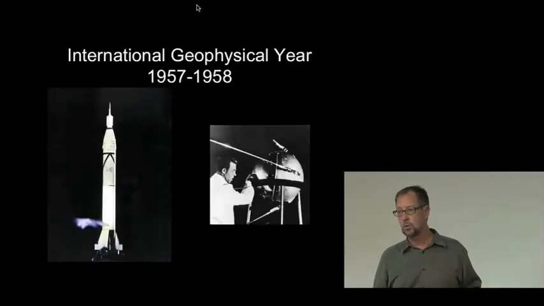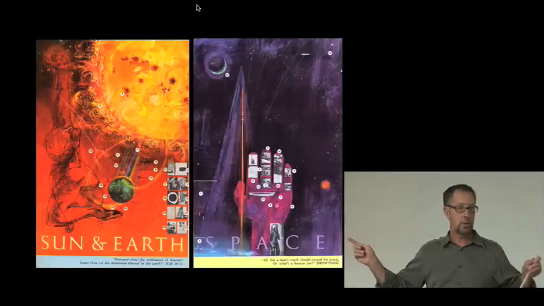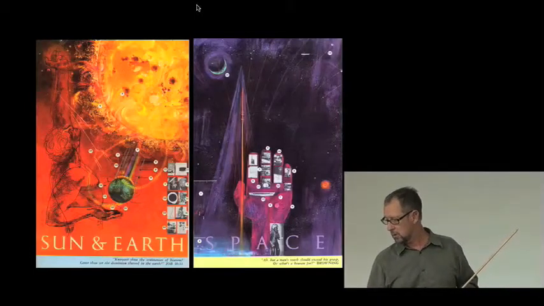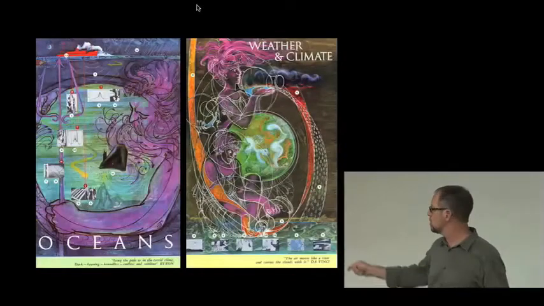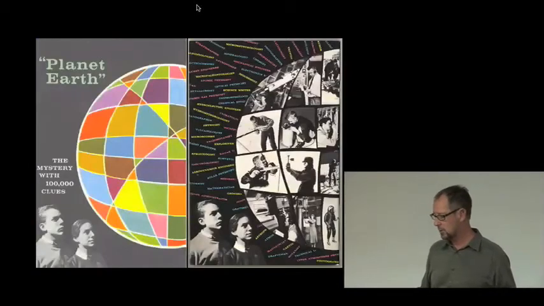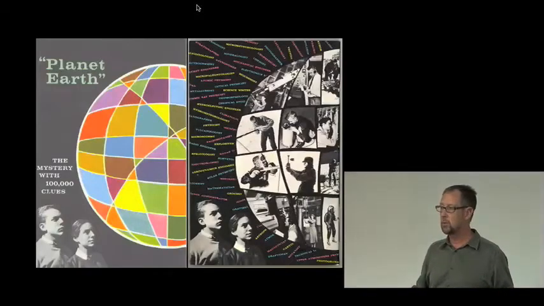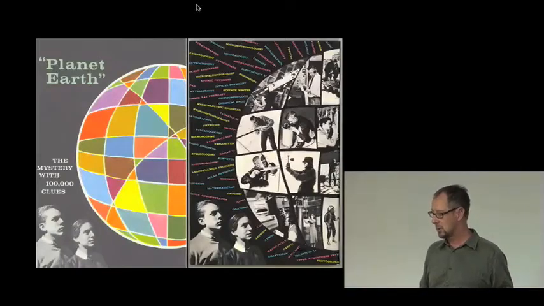Fast forward to International Geophysical Year, 1957, 1958. The National Academy of Sciences published a series of these posters, which are up and down the hallways here at NCAR. They're really quite interesting and beautiful posters. And you'll see little numbers on there. The numbers refer to a little booklet. One of the posters is on weather and climate, and this little booklet is called Planet Earth, The Mystery with 100,000 Clues. Both of these, the posters and the booklet, are available for download if you do a Google search on NAS IGY posters, NAS for National Academy of Sciences.